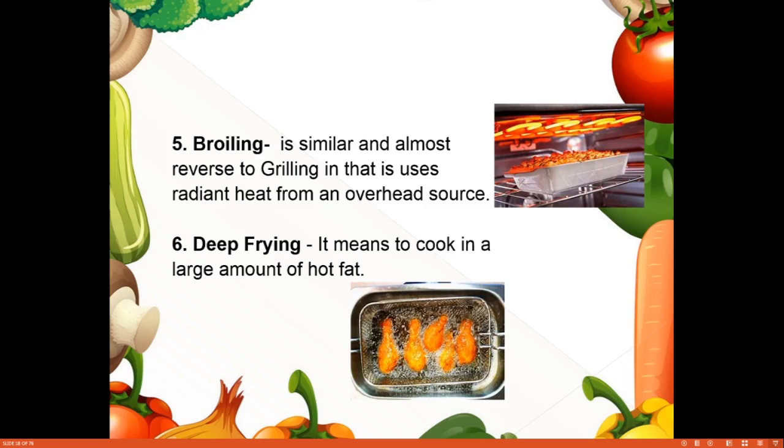It means to cook in a large amount of hot fat. As odd as it sounds, deep frying is not considered a moist heat method, but rather a dry heat method.